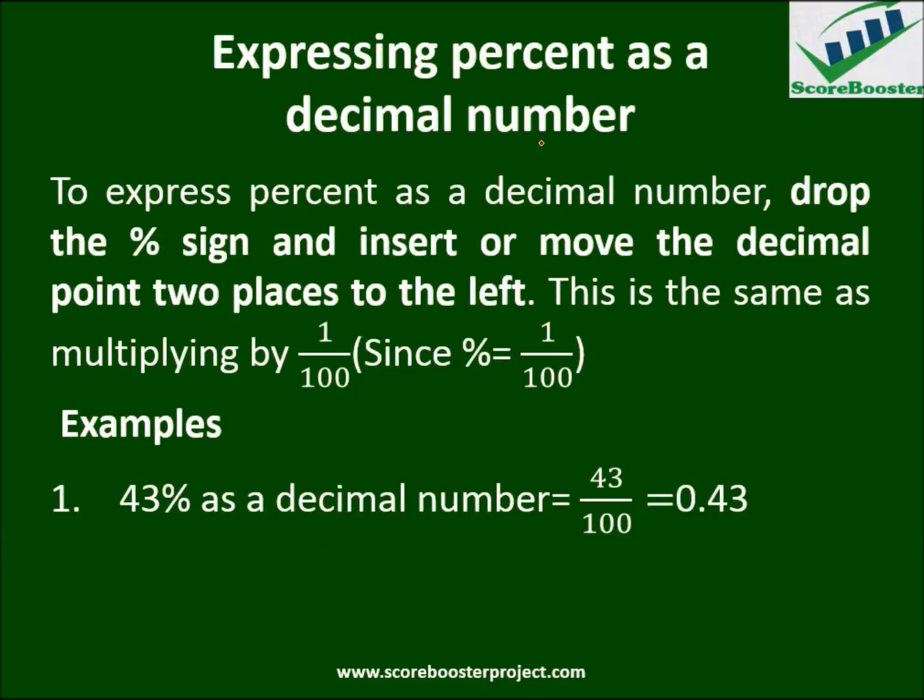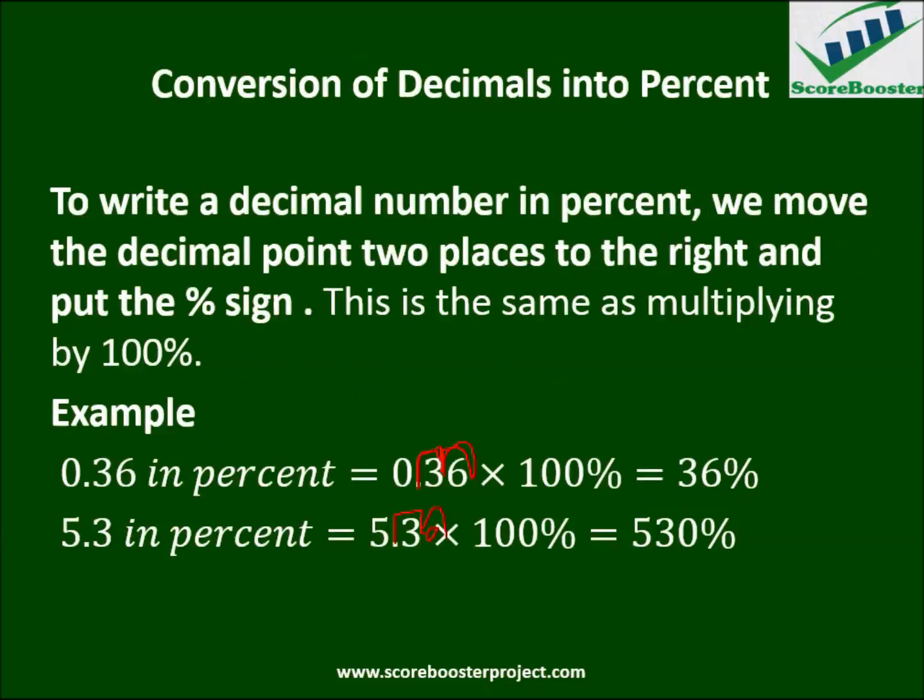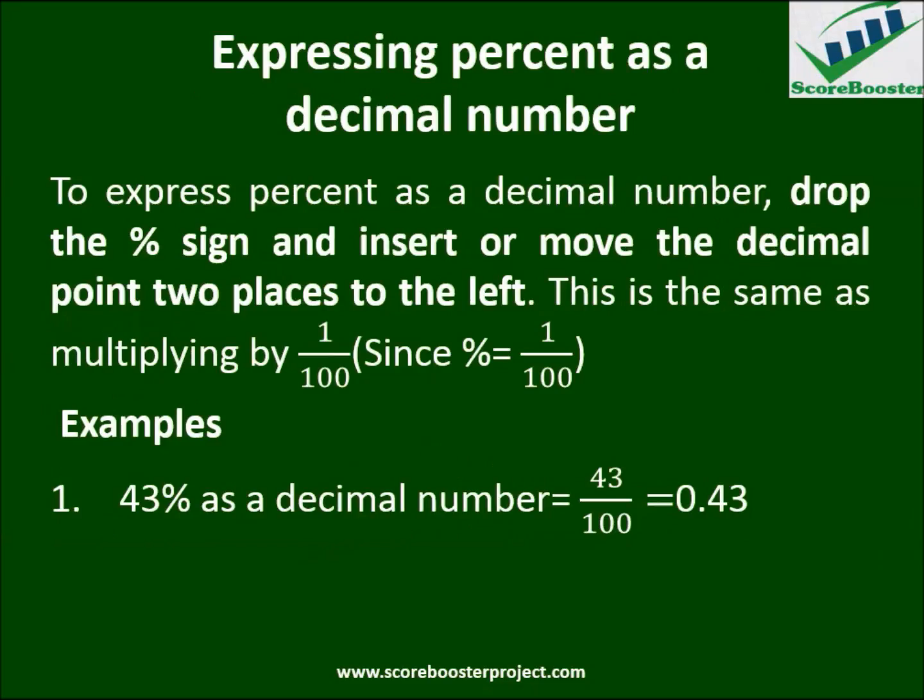So in this case, we move 2 places to the left because we are reducing the number. When you multiply by 1 over 100, it's like dividing a number by 100, so you are reducing the number, unlike multiplying by 100, which increases the number. So here, let's have examples to make the concept clearer.